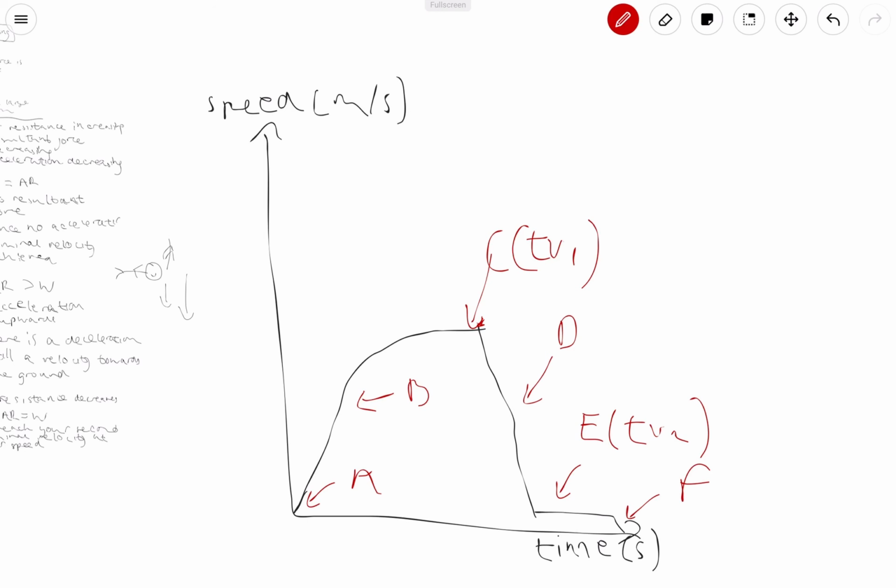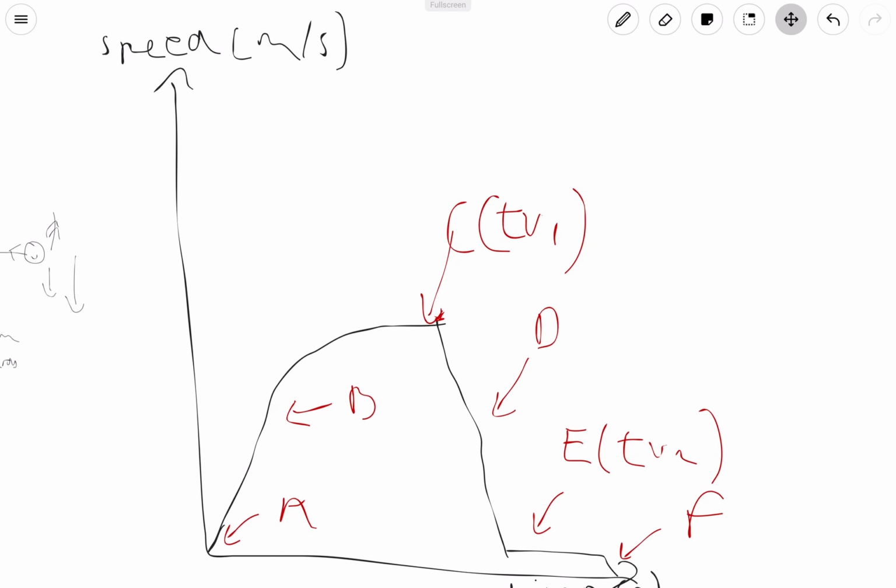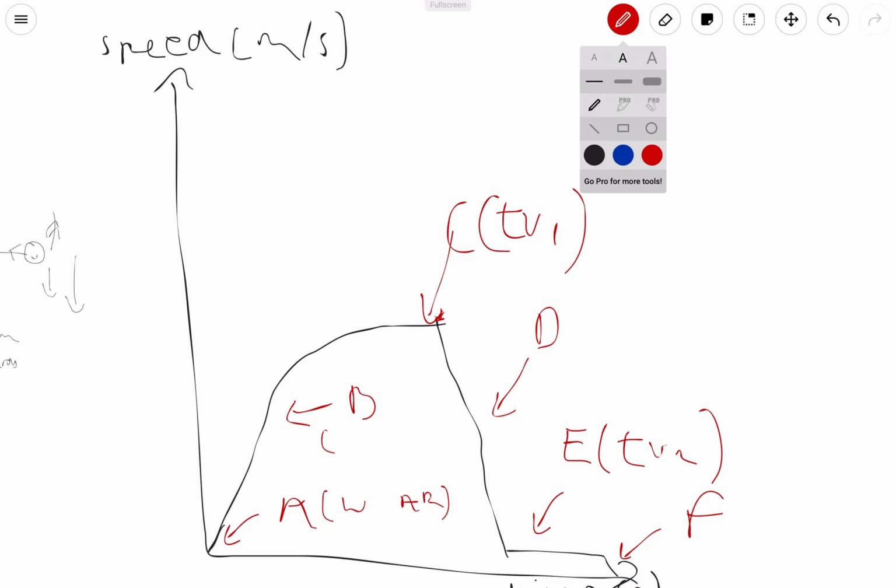So just to reiterate here, let's think about this in terms of forces. At A, weight is greater than air resistance. Just try and think about this in terms of forces. At A, weight is far greater than air resistance. At B, air resistance is increasing, but weight is still greater than air resistance, but that difference is decreasing.